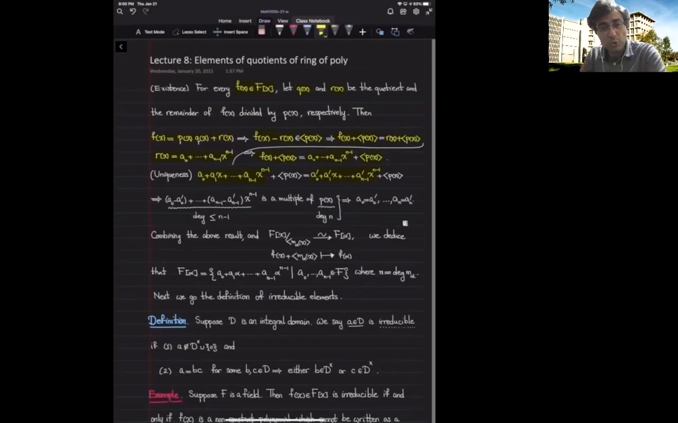Knowing that these cosets are the same is equivalent to saying that the difference between these representatives belongs to this ideal, which means it's equivalent to saying that their difference is a multiple of the polynomial p. But notice that this is a polynomial whose degree is at most n minus 1, and p is a polynomial of degree n. The only multiple of a polynomial of degree n that has degree at most n minus 1 is the zero polynomial, which means all the coefficients are 0, and this finishes the uniqueness. So we'll continue in the next lecture.